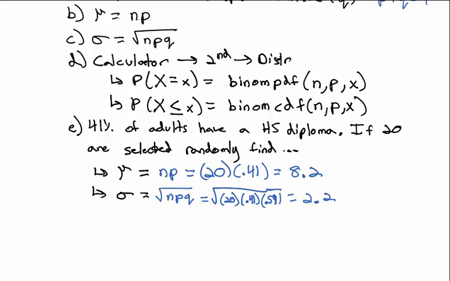So now we know in this situation an average of 8.2 with a standard deviation of 2.2 will have a high school diploma. So let's find the probability that x equals 8, or the probability that we have exactly 8 who have their high school diploma if we ask 20. That's what we expect to happen, so let's find out if that's what happens.